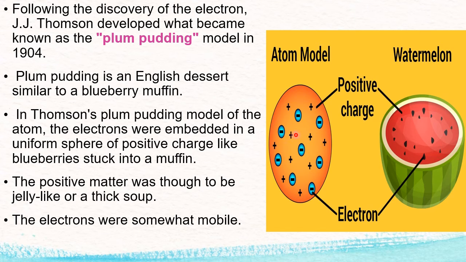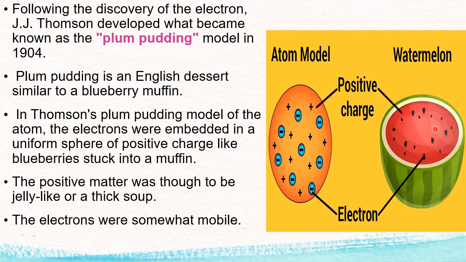But we can compare this one with our everyday experience. We eat watermelon usually in the summer season. So when we cut watermelon into two halves, you see the cross section of one of the halves of watermelon. So this is a red part. Here you can compare plum pudding and watermelon, Western system, Indian system. Okay, and these negative parts are black seeds of watermelon. So this is the atomic model given by J.J. Thomson.